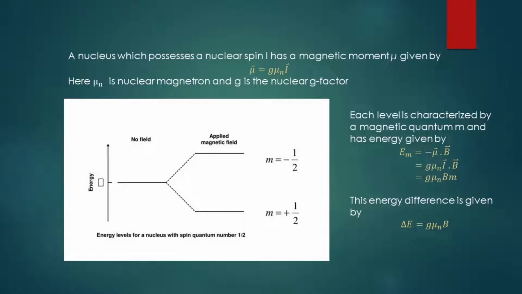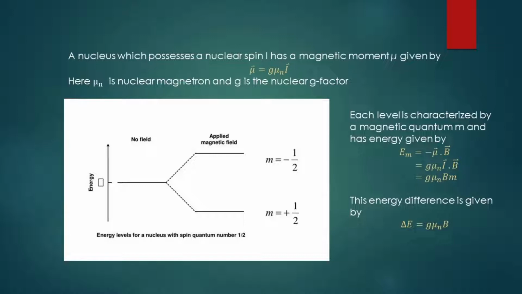nuclear magneton. Okay, so mu_n would be eħ by 2m_p, that is, in place of m_e, m_p would be there. As the value of m_p is many times greater than that of m_e, that is, the mass of the proton is greater than the mass of the electron, right? So naturally mu_n would be of lower value.